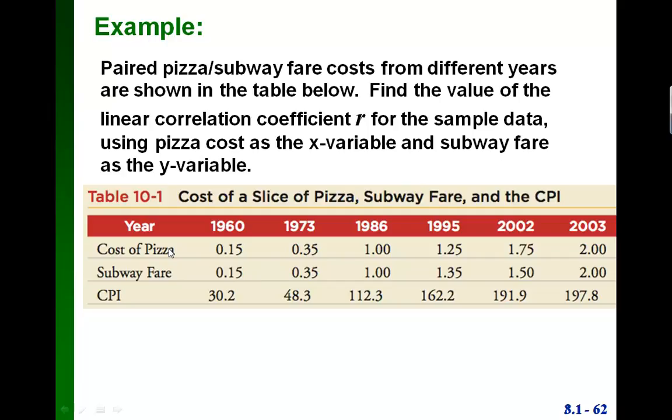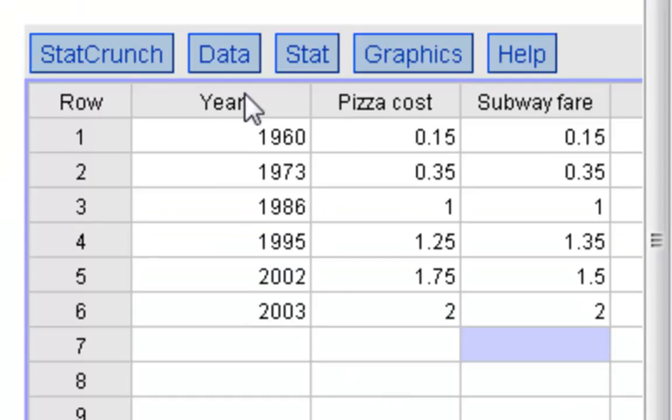Here's an example. We have some paired data from different years, comparing the cost of a slice of pizza and the cost of subway fare. So we're going to look at those two variables and see if there's a linear correlation between the two. Now we're going to look at StatCrunch to see how we could do this using StatCrunch.